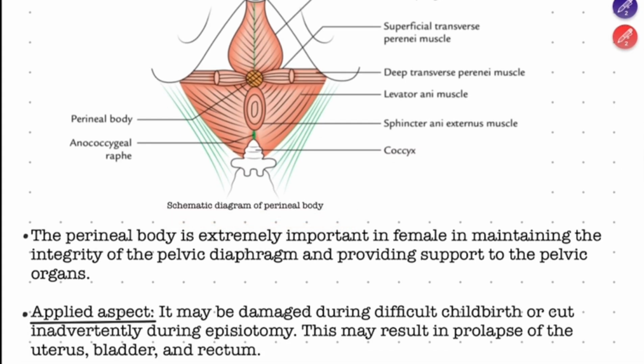So what's the significance of the perineal body? It is extremely important in females in maintaining the integrity of the pelvic diaphragm and providing support to the pelvic organs. If it gets injured, like during difficult childbirth, or it may get cut during an episiotomy, this may result in prolapse of the uterus, bladder, or rectum.